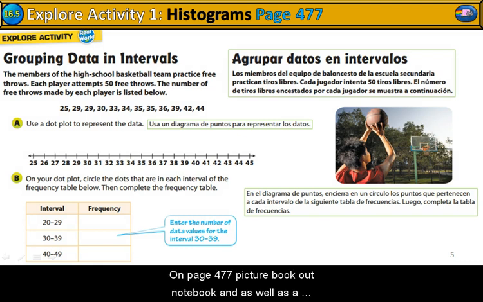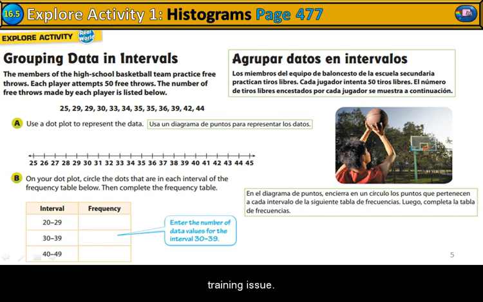Join us on page 477. I would advise you that you get your book out, notebook, and as well as a writing instrument. I have received homework with pens being written with. However, I do encourage you to use pencils. Let's take a look at this example.